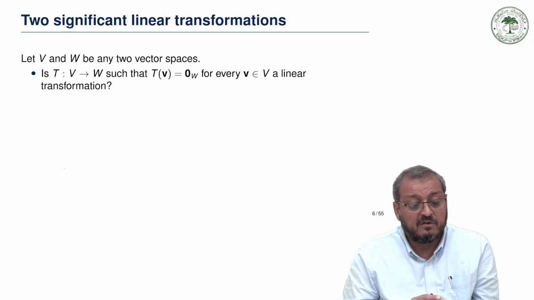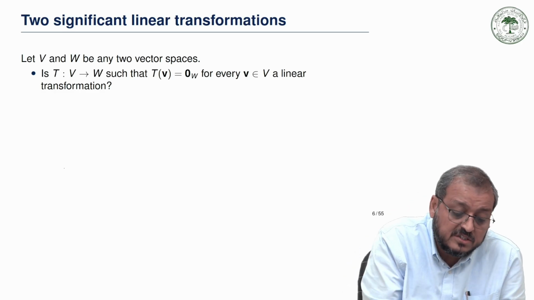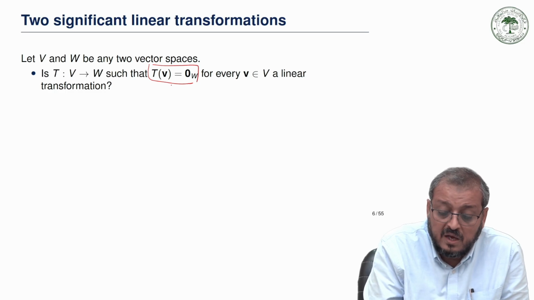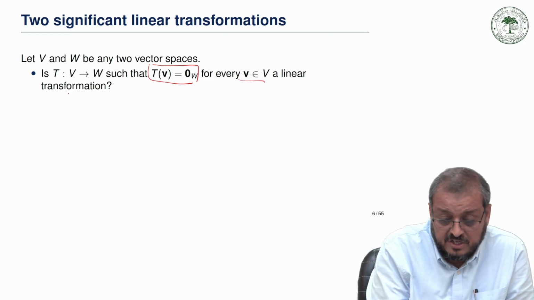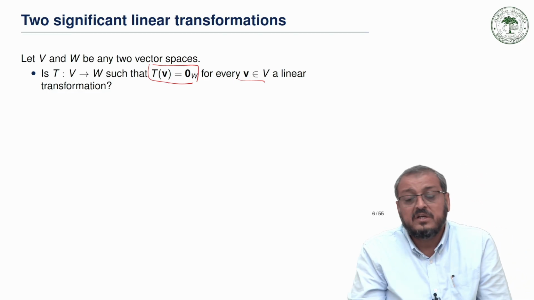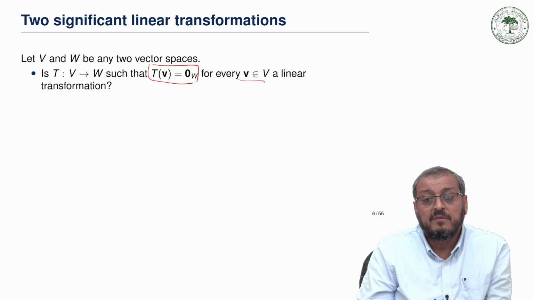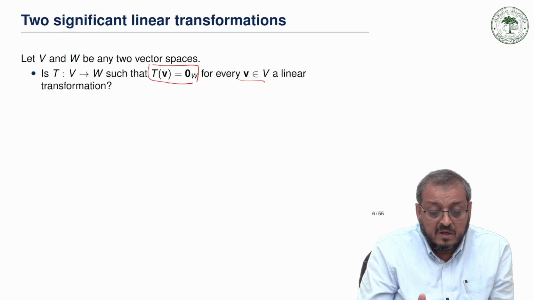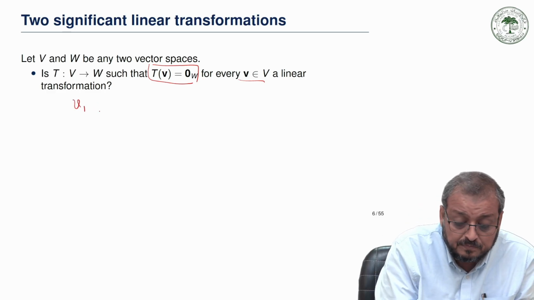First one: U and V are any two vector spaces, and the question is about T from V to W, such that T is defined in this form, sending every element of V to the zero element. Is this a linear transformation or not? So we check it. That means it should satisfy both conditions: T preserves vector addition and T preserves scalar multiplication.